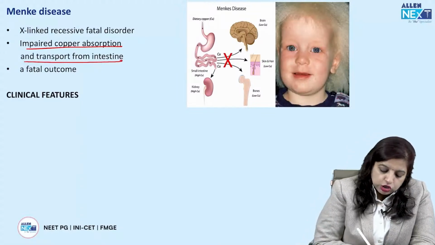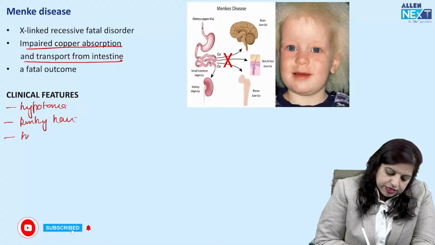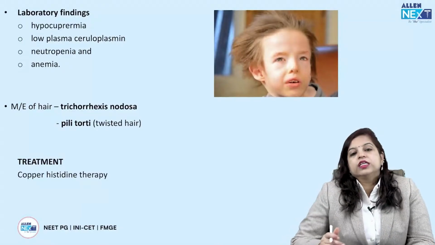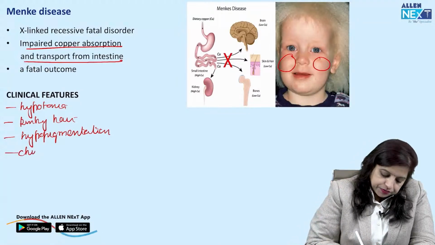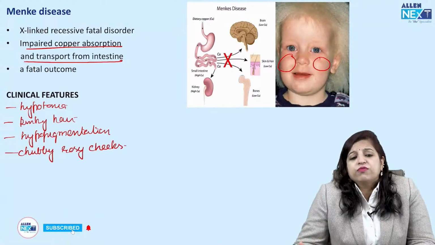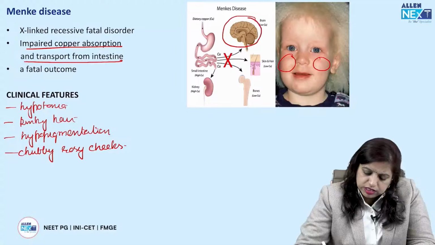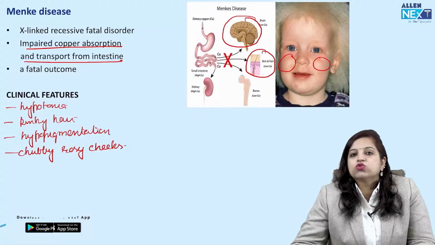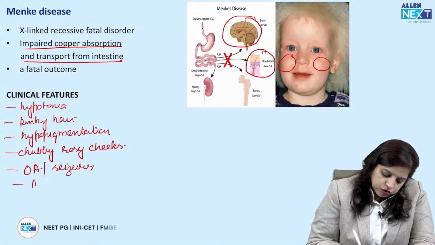What are the clinical features? Usually what you get to see is hypotonia, and you can see kinky hair, and there is hypopigmentation of the hair, very characteristic of Menkes disease. Apart from this, these children usually have chubby rosy cheeks, which is so very characteristic of Menkes disease. And apart from this, there's neurological involvement. It involves the brain, the skin and the hair, and it may also involve the bones. So neurological involvement is usually in the form of optic atrophy and seizures, and mental retardation would be seen, right?